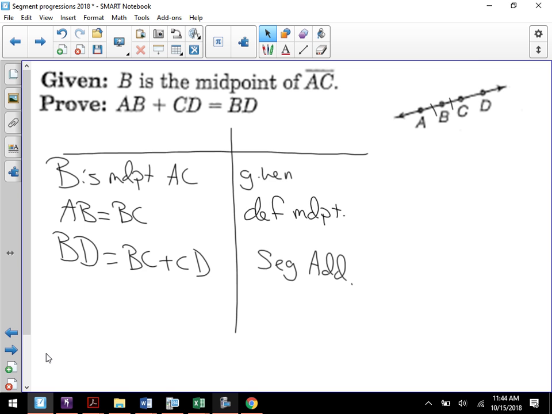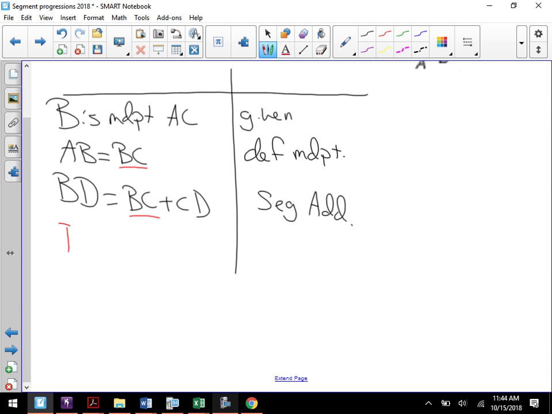Okay. Aren't those two the same? So when I have two things that are the same thing, I can rewrite what BC has to equal. AB, right? So anywhere I see a BC, I can replace it with AB. What did I do? Put something in for something else.